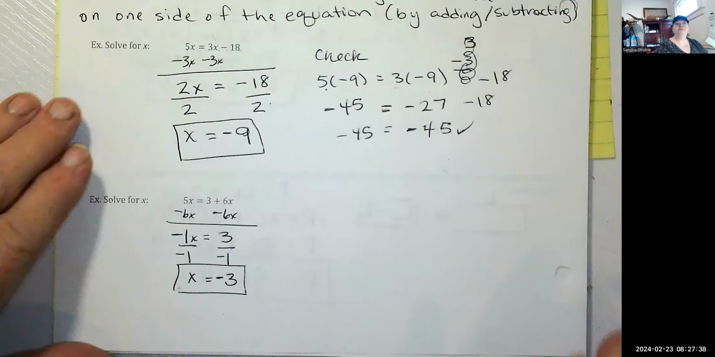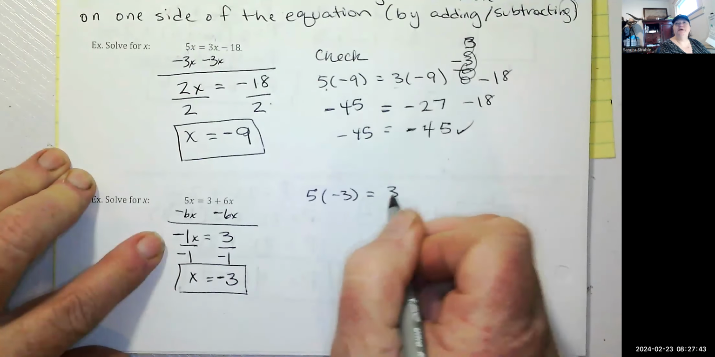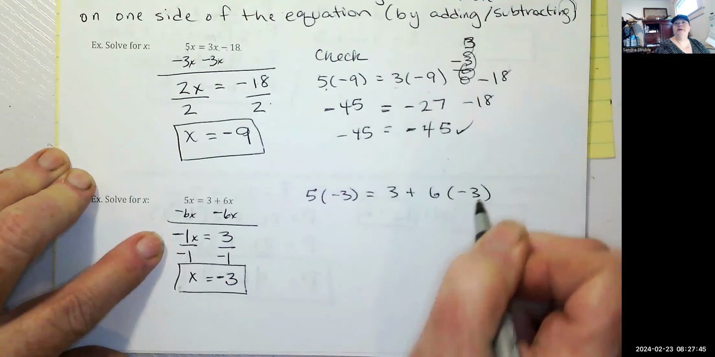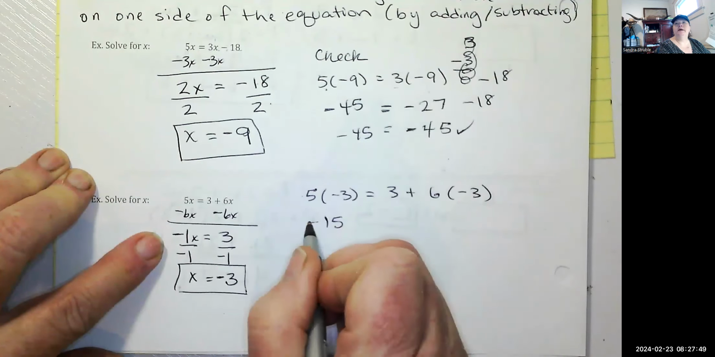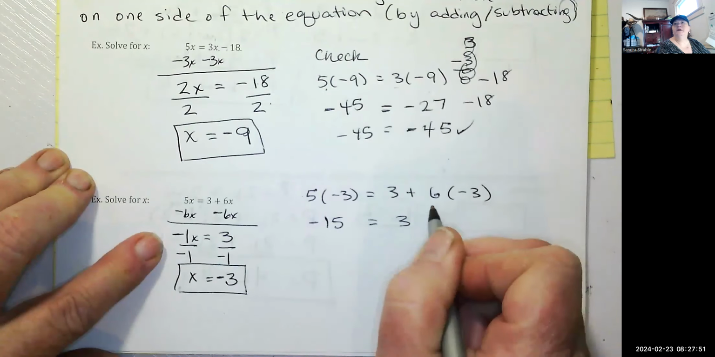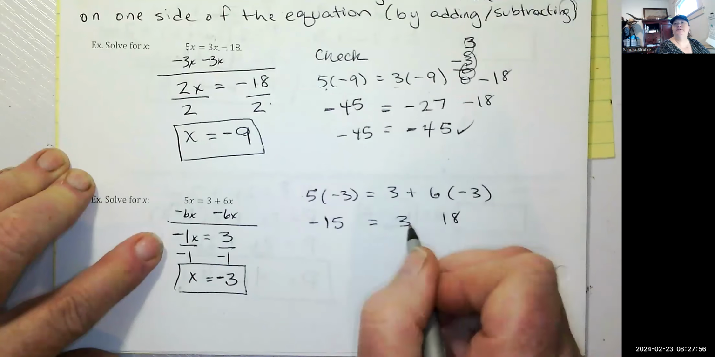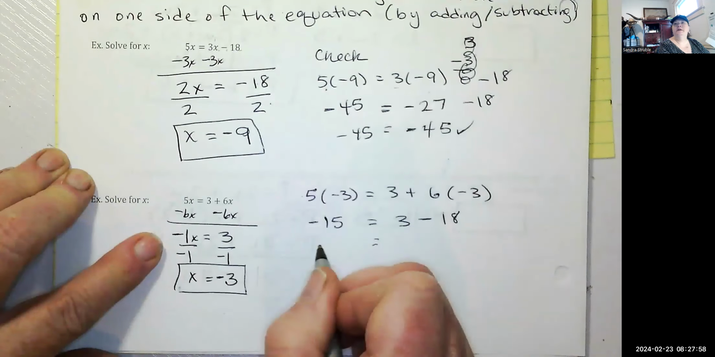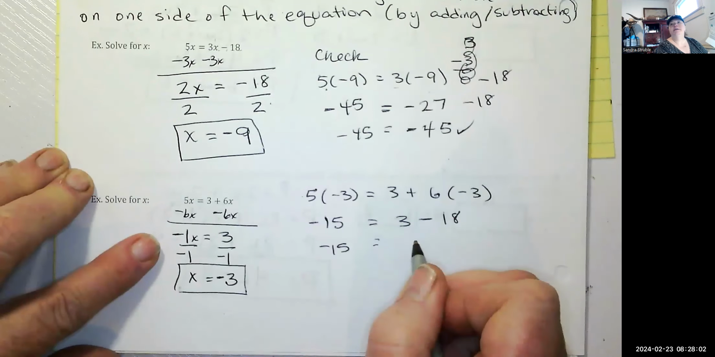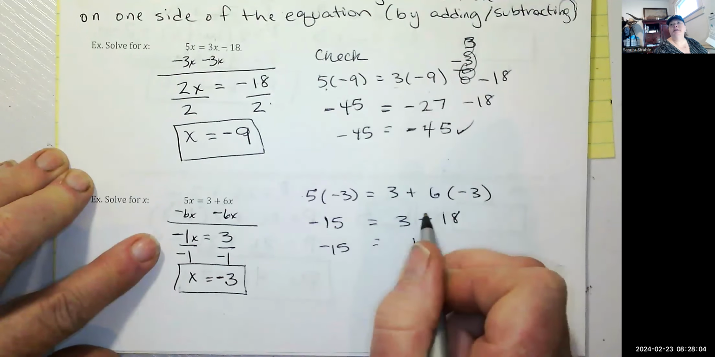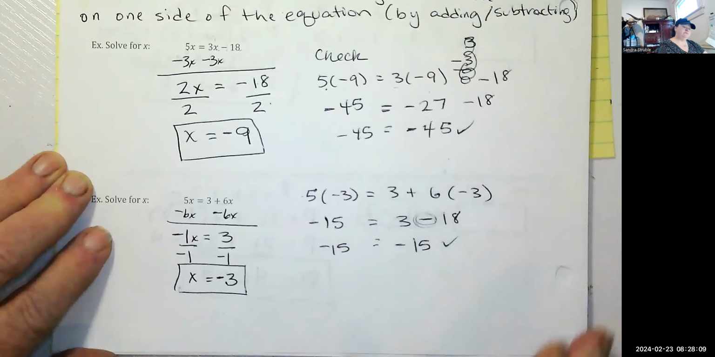All right, let's check that. 5 times negative 3 is equal to 3 plus 6 times negative 3. 5 times 3 is 15. The signs are opposite, so it's negative. 6 times 3 is 18. The signs are different, so it's negative. Negative 15 is equal to 3 minus 18. The signs are opposite, so we subtract. That's 15, and take the sign of the larger number, which would be the 18. And that checked out nicely.